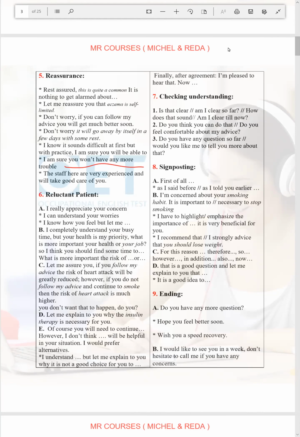The staff are very experienced and will take good care of you. You are in good hands. You have to reassure the patient, right?